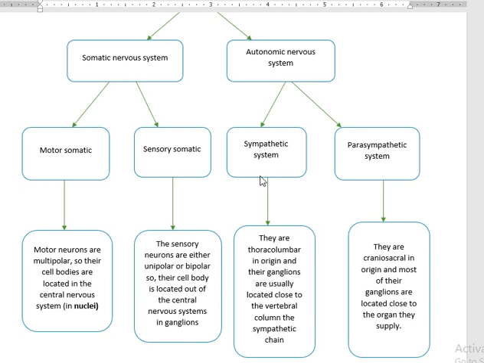Question number 3: where does the sympathetic system which acts on the head originate? The sympathetic system which acts on the head does not originate from the head. It originates from the thorax, because you initially said that the sympathetic system is thoracolumbar.